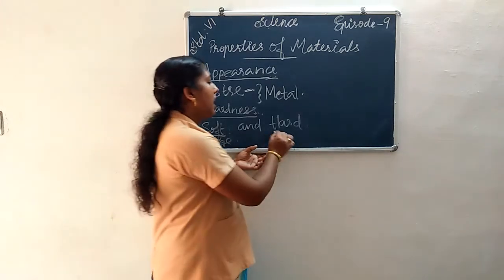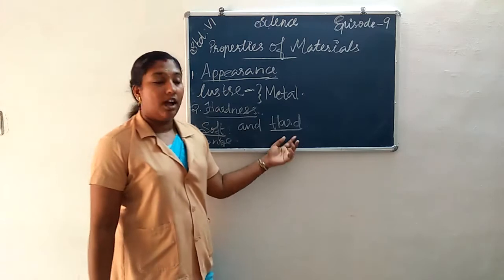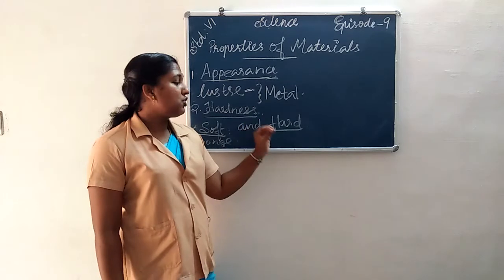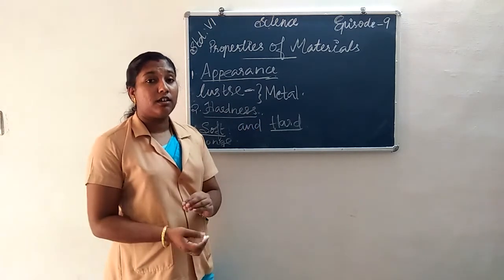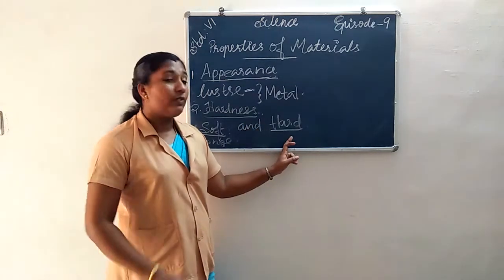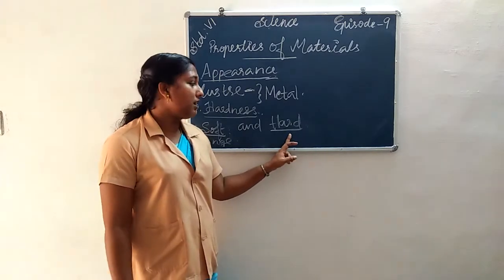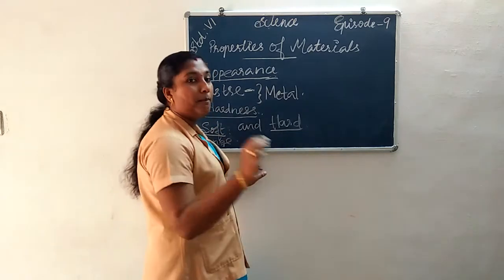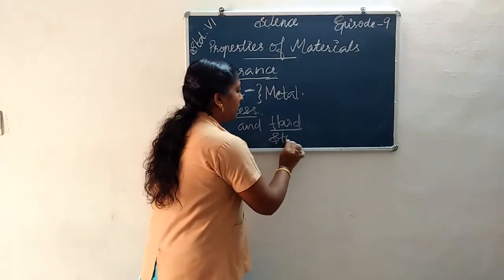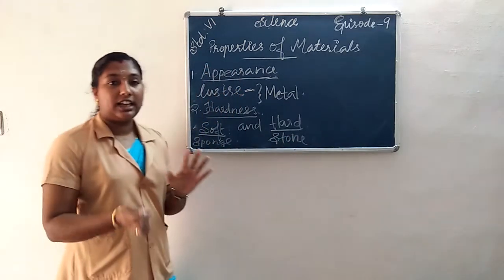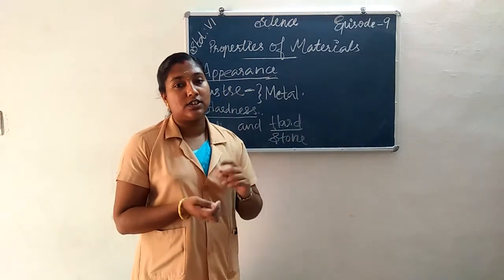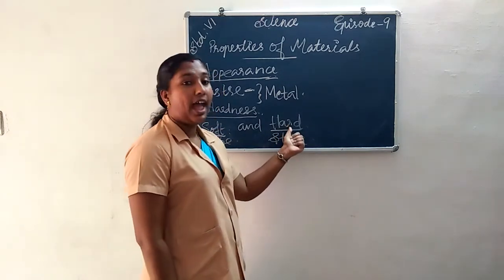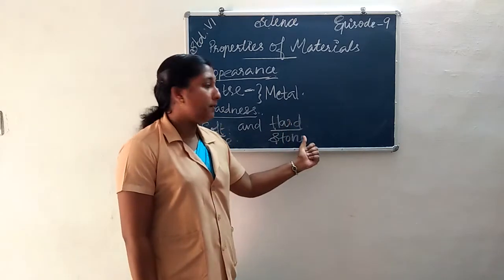Another one is hard. The materials which cannot be compressed easily, it is very difficult to compress, such materials are called hard materials. Example, stone. We cannot compress the stone easily. So the stone is a hard material.